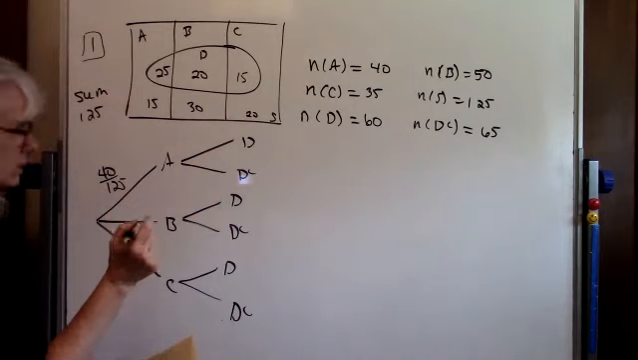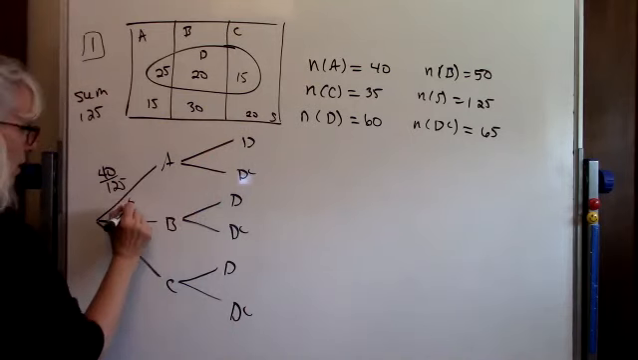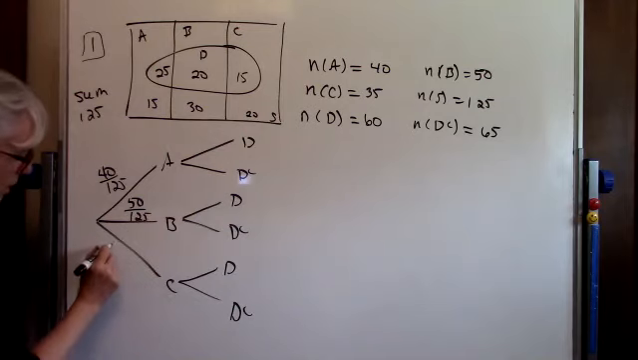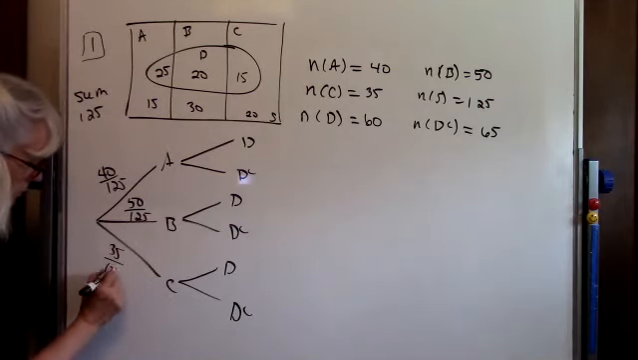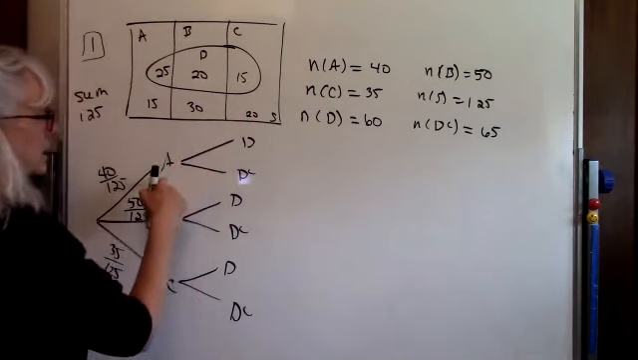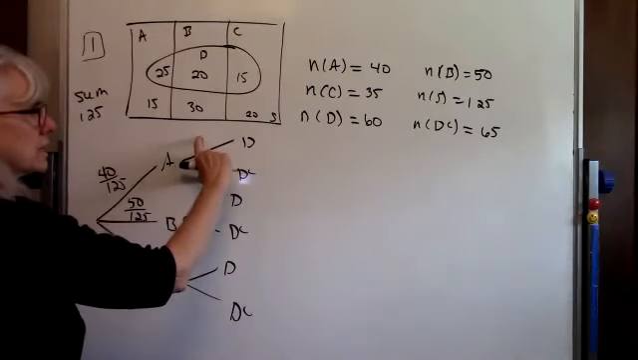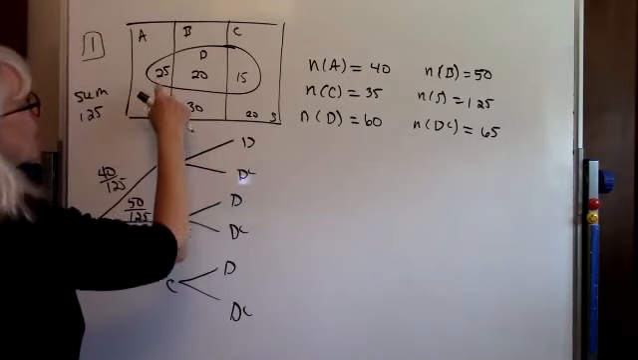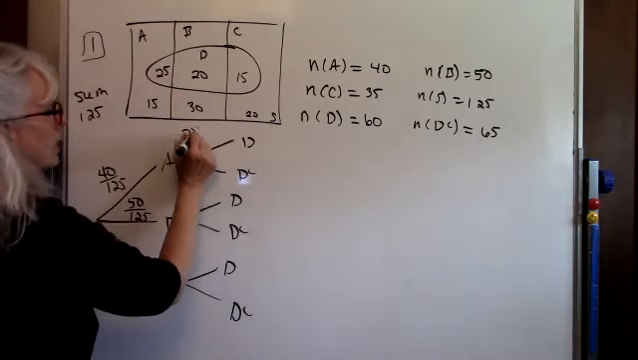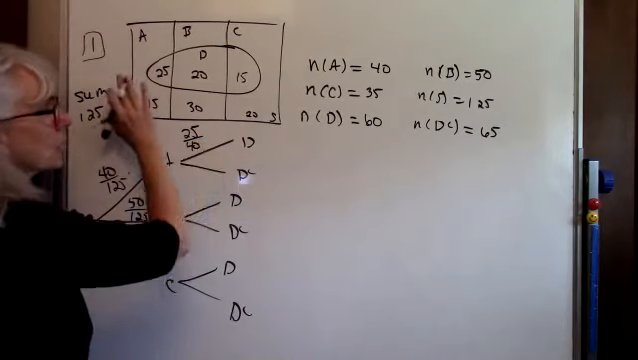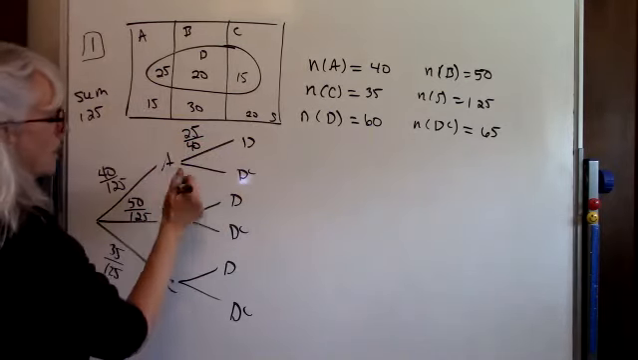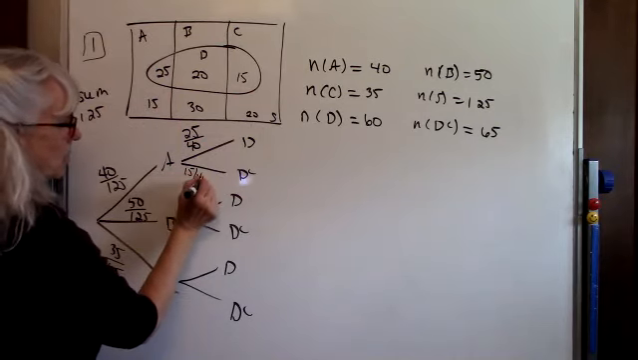We know that B was 50 out of 125. And C is the remaining 35 out of 125. Okay, now D happens inside of A. So this branching on D is just what's inside of A. So that would be 25 out of the 40 that are inside of A. Notice that it wasn't the overall total. It's just the 25 out of the 40 that happened inside of A. And then this would be the 15 out of the 40, the remaining 15.